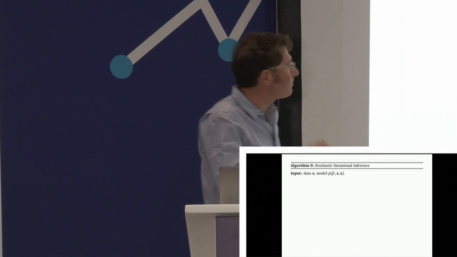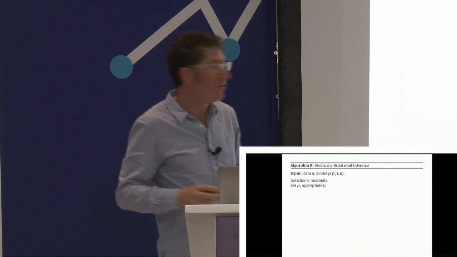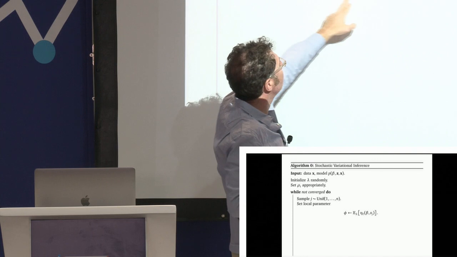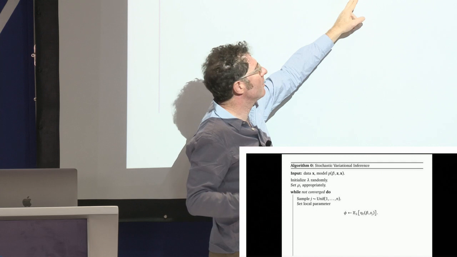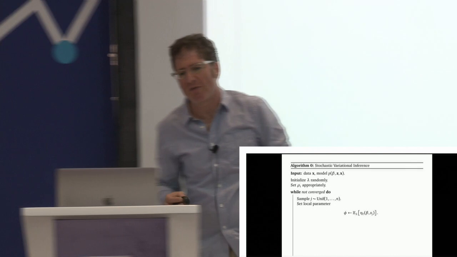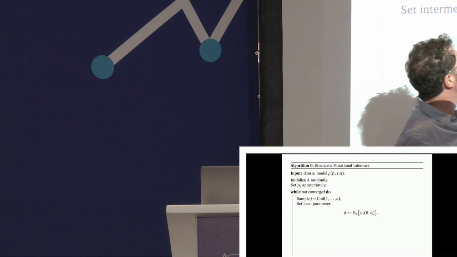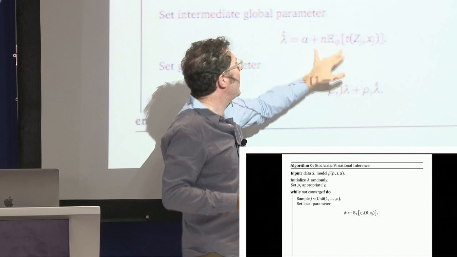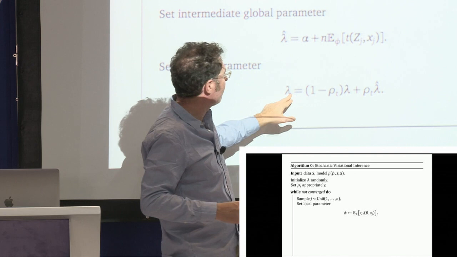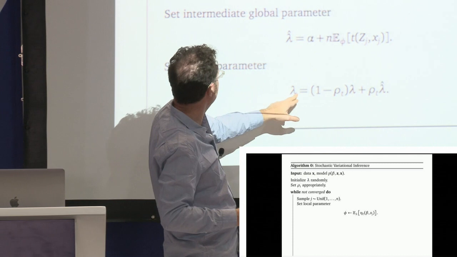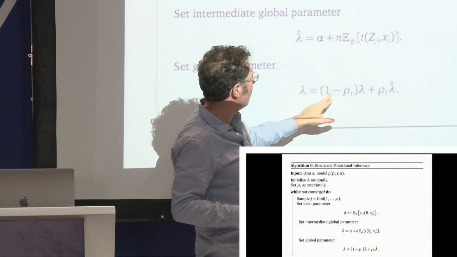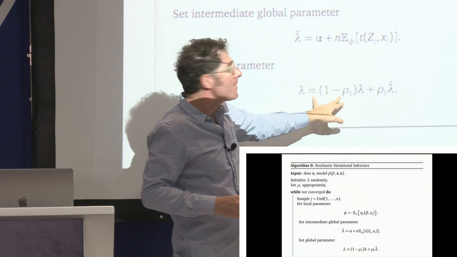The first thing we're going to do is grab a data point and calculate its local variational parameter. So we grab a data point, or a mini batch, and we set its local parameter to its optimal value. We saw this in the coordinate-wise variational update. Then we set what we call an intermediate global parameter, which basically asks, pretending that this was the only data point we saw, what would the optimal global parameter be? Then we set the next global parameter to be a weighted average of this intermediate global parameter and our previous value of the global parameter. These should have t's on them: lambda t plus 1 equals 1 minus rho t times lambda t, plus rho t times lambda hat. And so this is basically following that natural gradient.